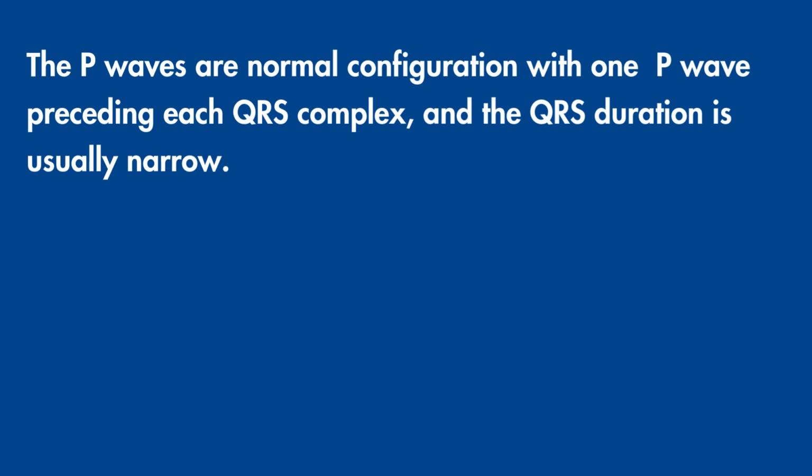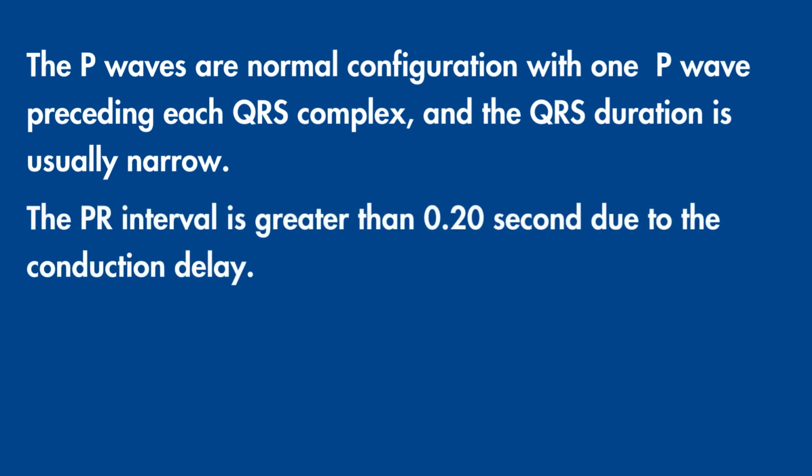The distinguishing feature of a first-degree AV block is that the PR interval is greater than 0.20 seconds due to the conduction delay. All PR intervals are consistent in that they all measure roughly the same length. Causes of first-degree AV block.